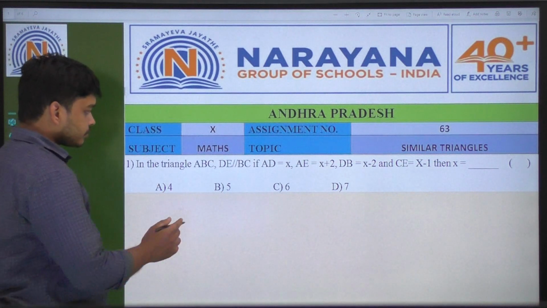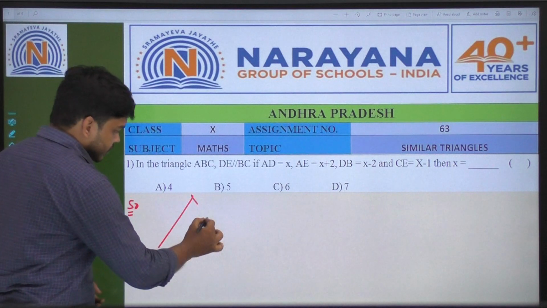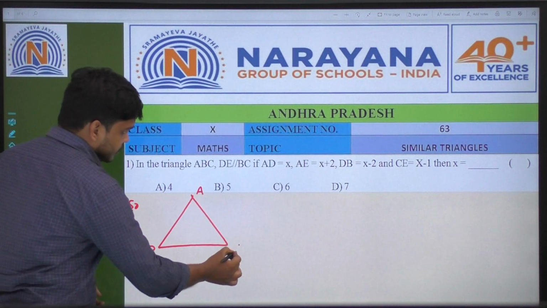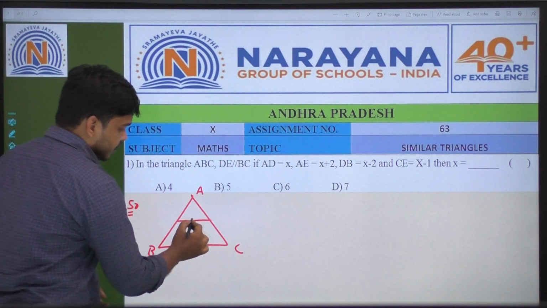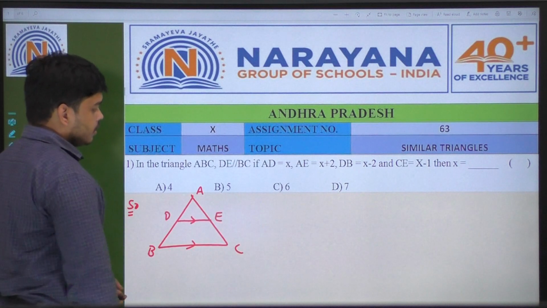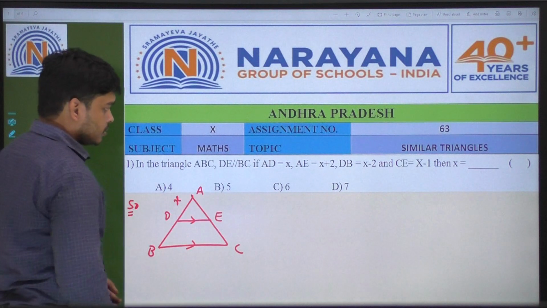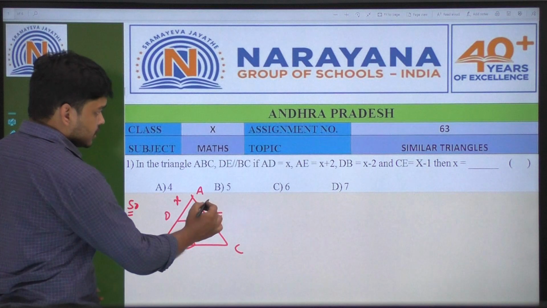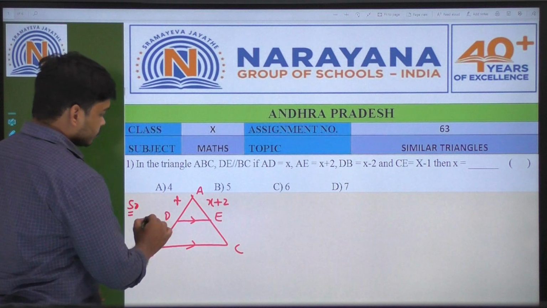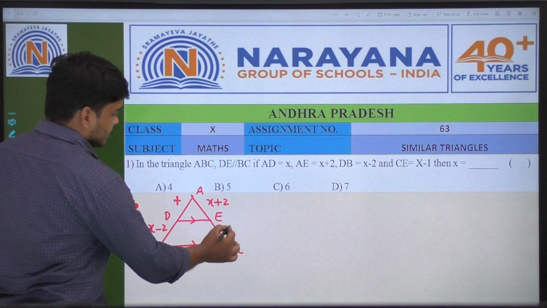Let it be a triangle. I am drawing a figure ABC, and DE is a line which is parallel to BC. So here AD is equal to X and AE is equal to X plus 2 and DB is equal to X minus 2 and EC is equal to X minus 1.